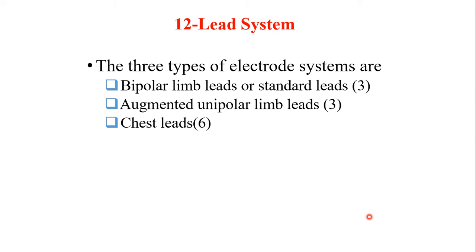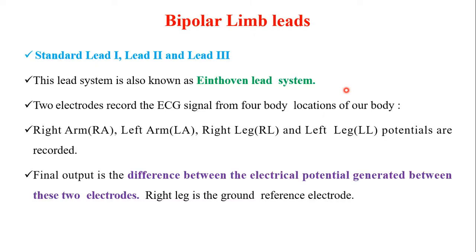So the 12 lead system, or the electrode system, is used to measure the ECG signals. There are bipolar limb leads or standard leads, which are of three types, augmented unipolar limb leads, which are of three types, and chest leads of six types. So totally there is a 12 lead system used to measure the ECG signals. Let us see each topic in detail now. First is bipolar limb leads, which is also called the Einthoven lead system.